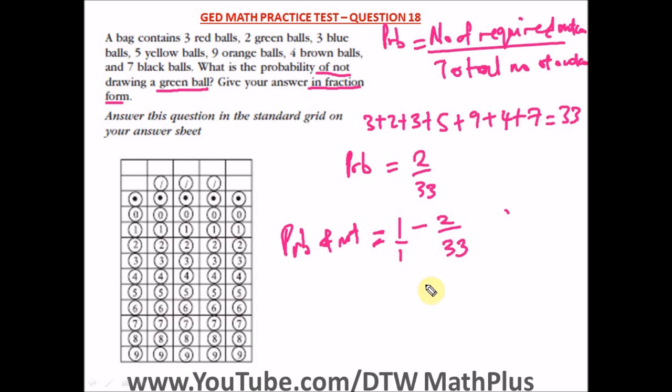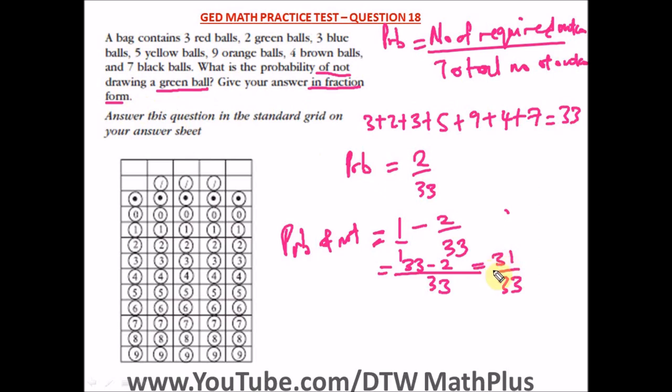So we have 1 over 1 definitely, and our LCM here will be 33. 1 in 33 is 33, and 33 times 1 will give us 33, minus 33 in 33 is 1, and 1 times 2 will give us 2. So what are we left with here? We're left with 33 minus 2, which will give us 31 over 33. Now our answer should be in fraction form.